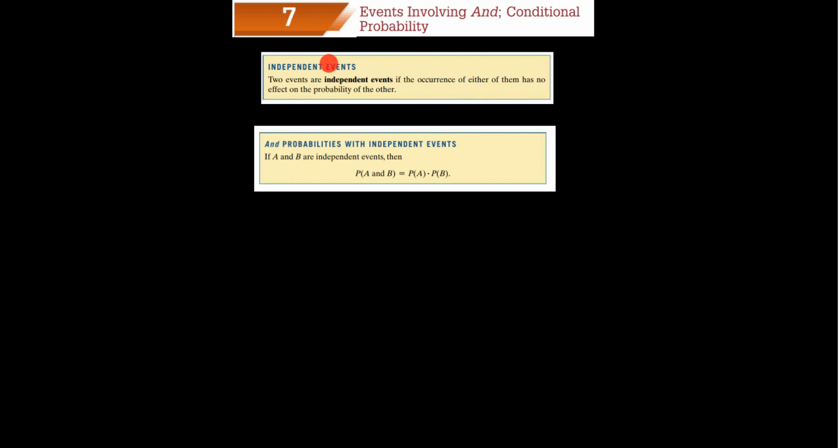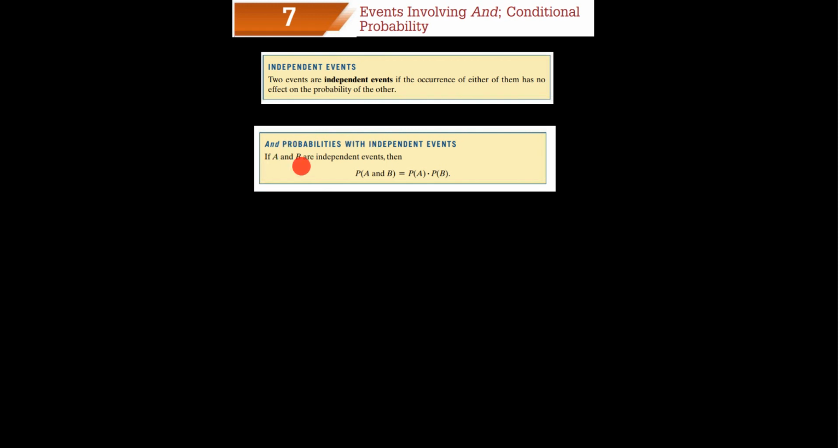Independent events. Two events are independent events if the occurrence of either of them has no effect on the probability of the other. The example in the text is flipping a coin. If you flip a coin and it gets heads, the heads from the previous flip doesn't matter. The next flip is brand new. We have "and" probabilities with independent events.